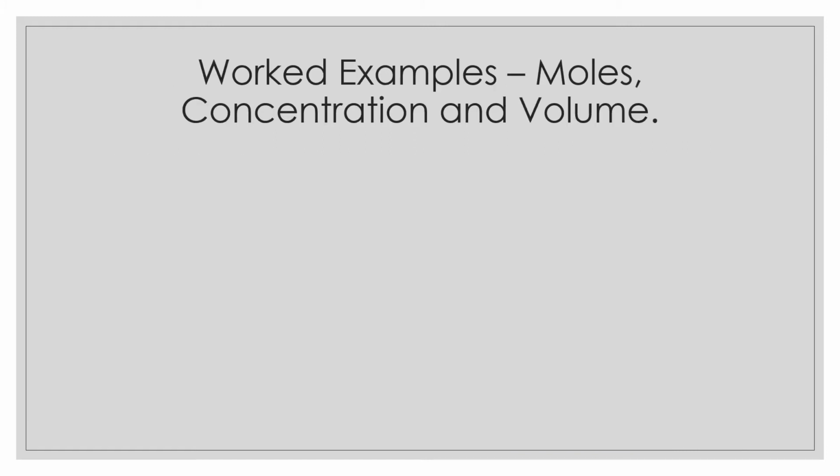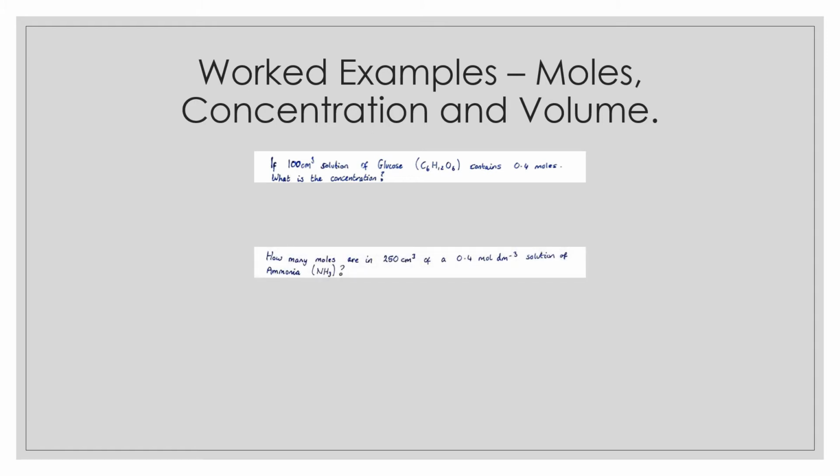So, if a 100 centimeters cubed solution of glucose contains 0.4 moles, what is the concentration? Pause for a minute and try it yourself. How many moles are in 250 centimeters cubed of a 0.4 mole per decimeter cubed solution of ammonia? Again, pause for a minute and try for yourself. Finally, what volume of a 2.4 mole per decimeter cubed solution of butane contains 0.6 moles in total? Pause once more and give it a shot. Answers coming up.